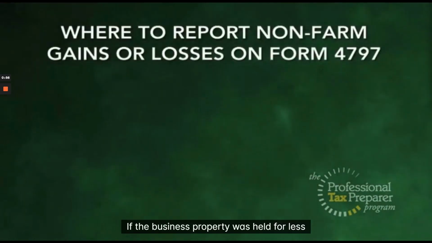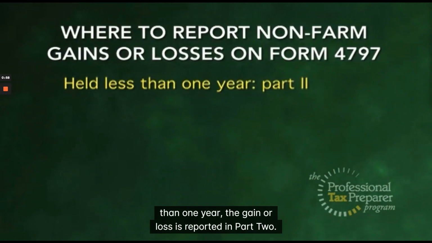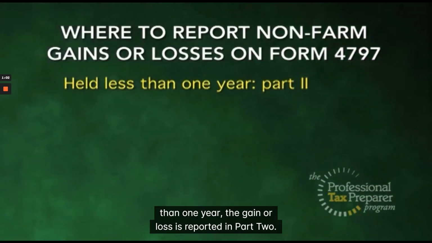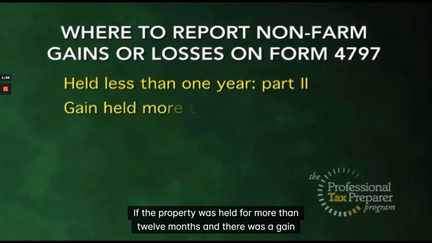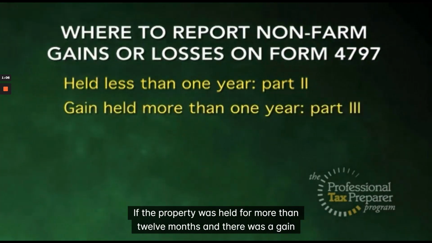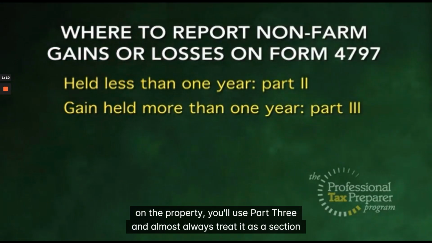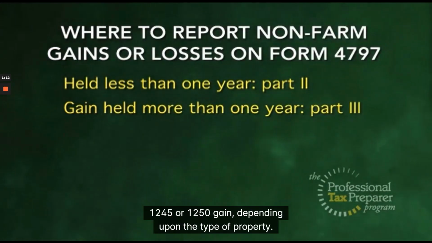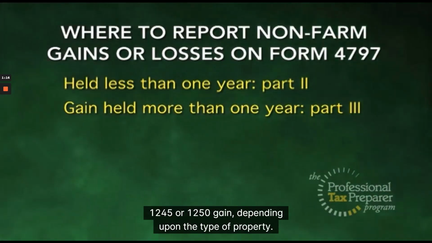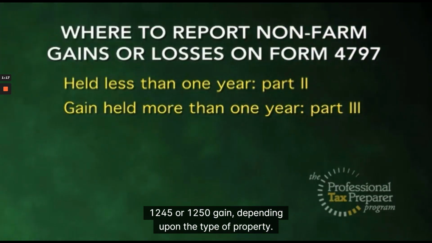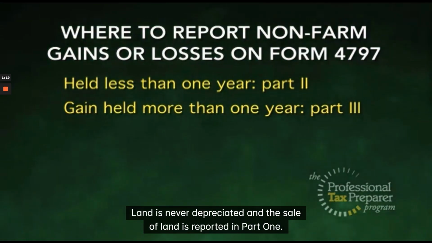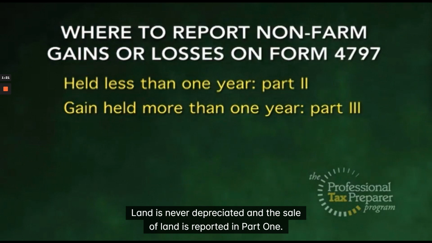If the business property was held for less than 1 year, the gain or loss is reported in Part 2. If the property was held for more than 12 months and there was a gain on the property, you'll use Part 3 and almost always treat it as a Section 1245 or 1250 gain, depending upon the type of property. Land is never depreciated, and the sale of land is reported in Part 1.